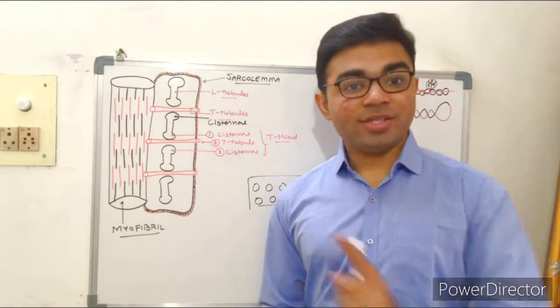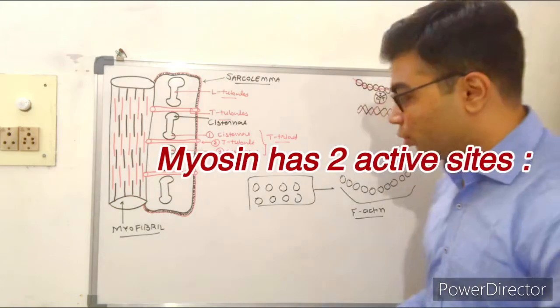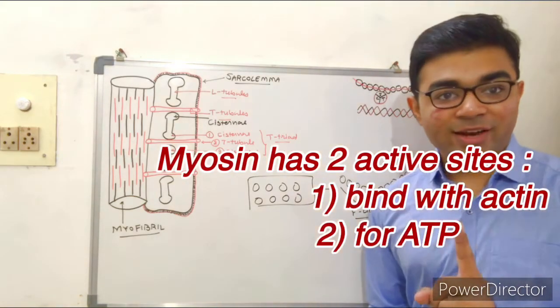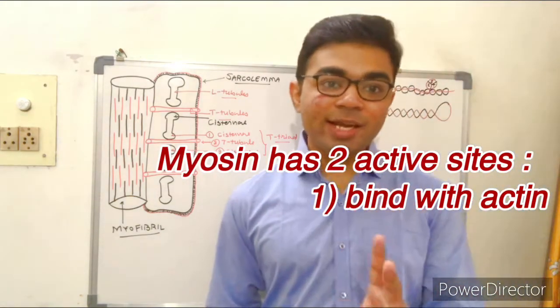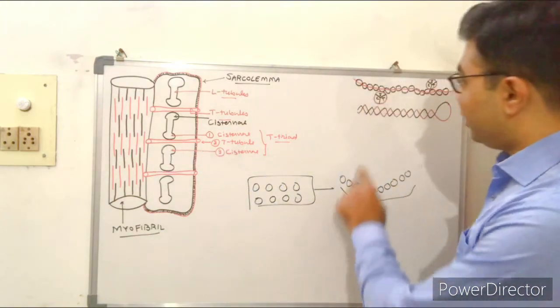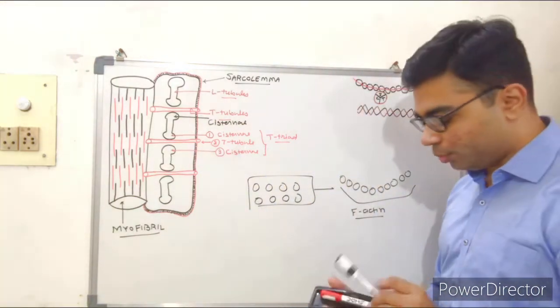Similarly, myosin has two active sites. First is to bind with the F-actin, and the second is for the ATP. So let us understand this myosin molecule.